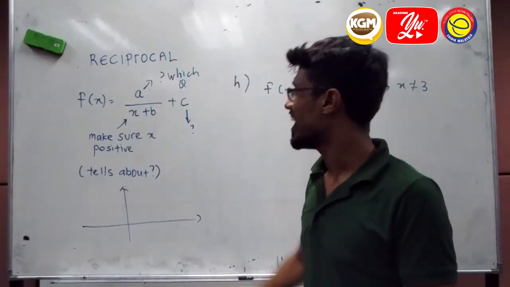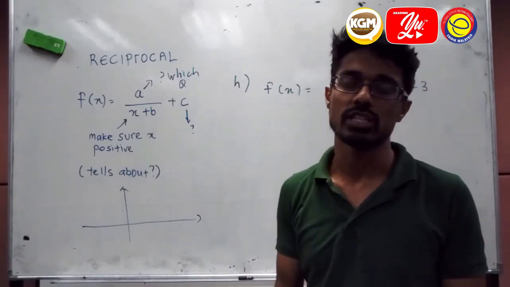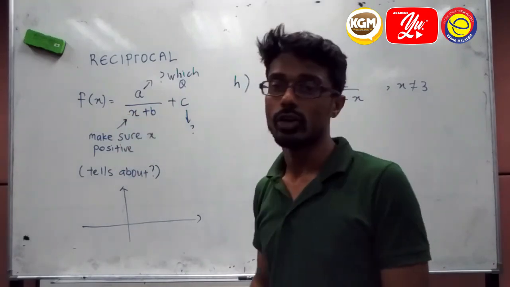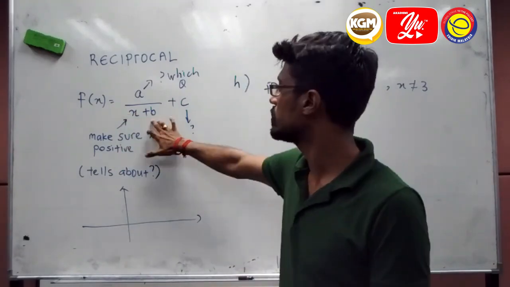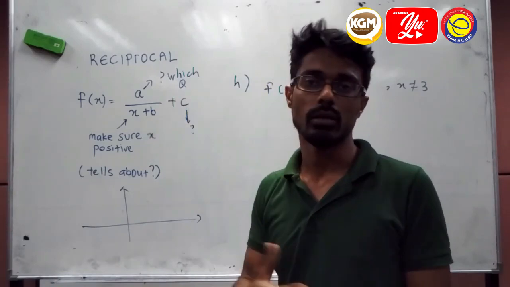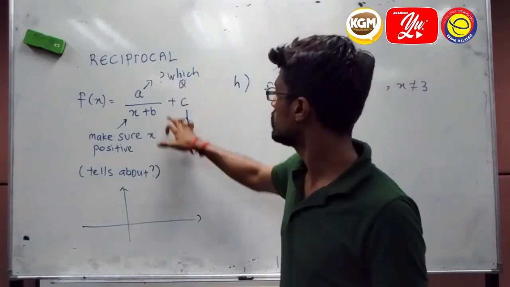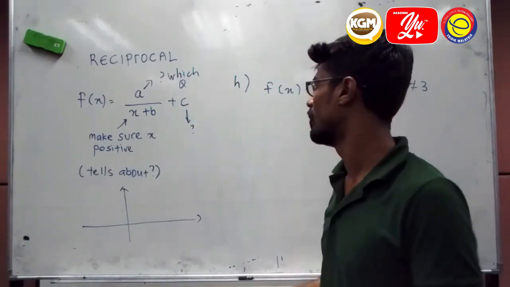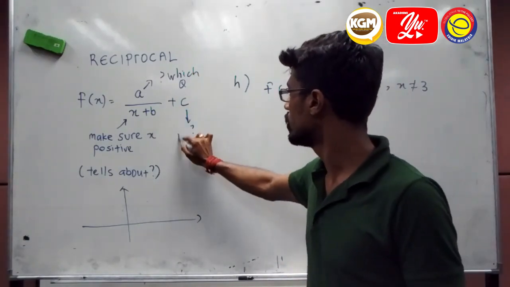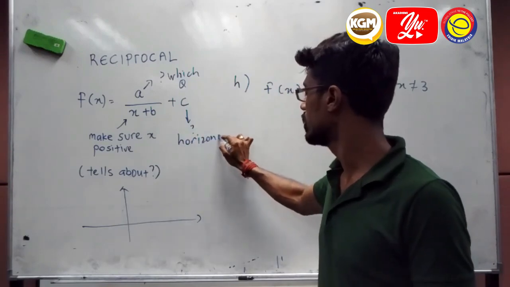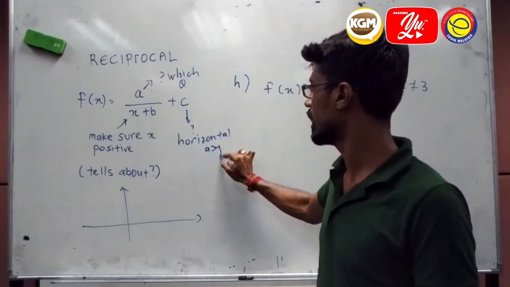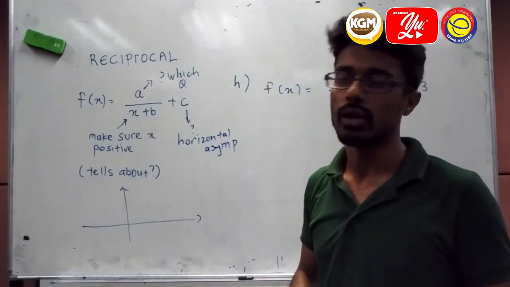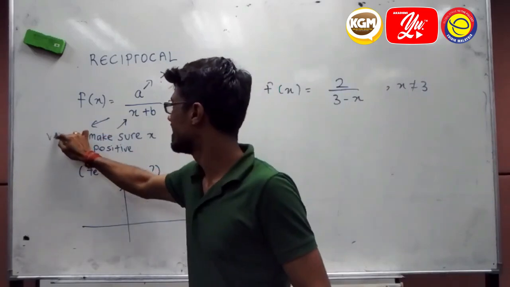At the bottom I've written that you have to make sure your x is positive. This is for convenience. If your x is negative, you just multiply top and bottom by -1. Not a problem at all. This C will tell us our horizontal asymptote. And I missed out explaining what this B tells us: B tells us our vertical asymptote.